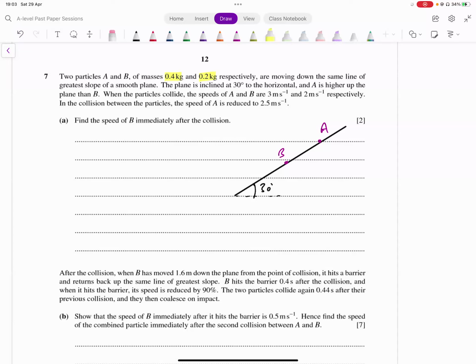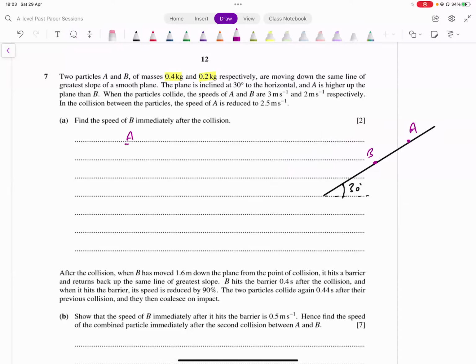When the particles collide, the speeds of A and B are 3 meters per second and 2 meters per second respectively. In the collision between the particles, the speed of A is reduced to 2.5 meters per second. Find the speed of B immediately after the collision. Okay, so this is a simple application of conservation of momentum. Let's write this down here on the side.